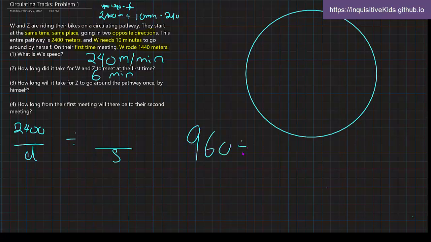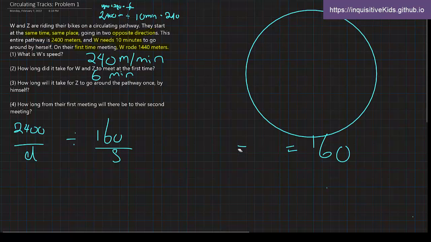960 meters. Now we're trying to find the time. Well, we already know how long it took them to meet, which is just 6 minutes. So now we have 960 divided by 6. We do the division and we get 160. So the speed is actually slightly slower than W's. It's 160 meters per minute.